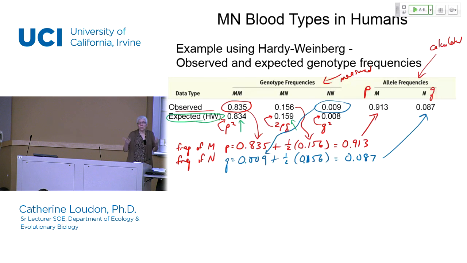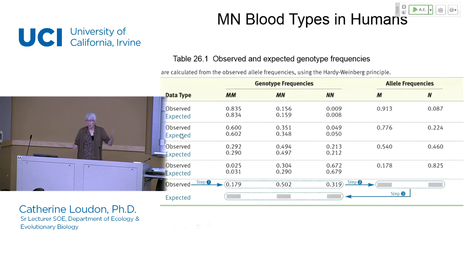Although the source of the numbers is completely different, right? This top row here, observed, is directly measured. This next one, expected, is calculated based on actual P's and Q's. So if we go back to this overall chart and table, you can see that's actually true for every single population, even though they're different from each other. In every single case, the expected frequencies are extremely close to the observed frequencies: 0.6, 0.6, 0.29, 0.29, etc.